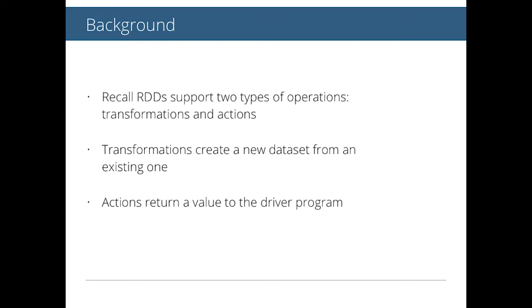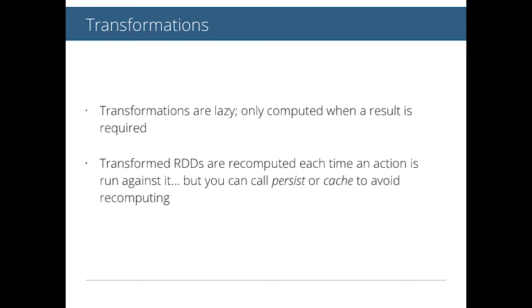A little bit of background. Recall that RDDs support two types of operations, either transformations or actions. Transformations create a new RDD from an existing one, and actions return a value back to the driver program. Transformation RDDs are lazy. They're only computed or read into memory when a result is required. We're going to see some examples in the next few slides, and you've already seen some examples.